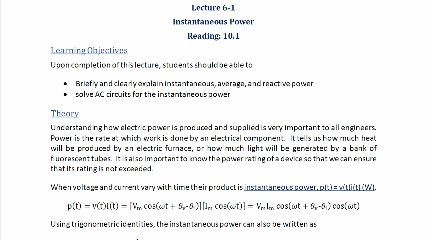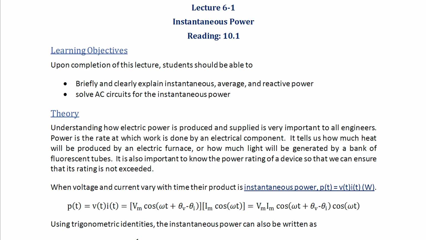Understanding how electric power is produced and supplied is very important for all engineers. It is the rate at which work is done by an electrical component. It tells us how much heat will be produced by an electric furnace or how much light will be generated by a bank of fluorescent tubes. It is also important to know the power rating of a device so that we can ensure that the rating is not exceeded.